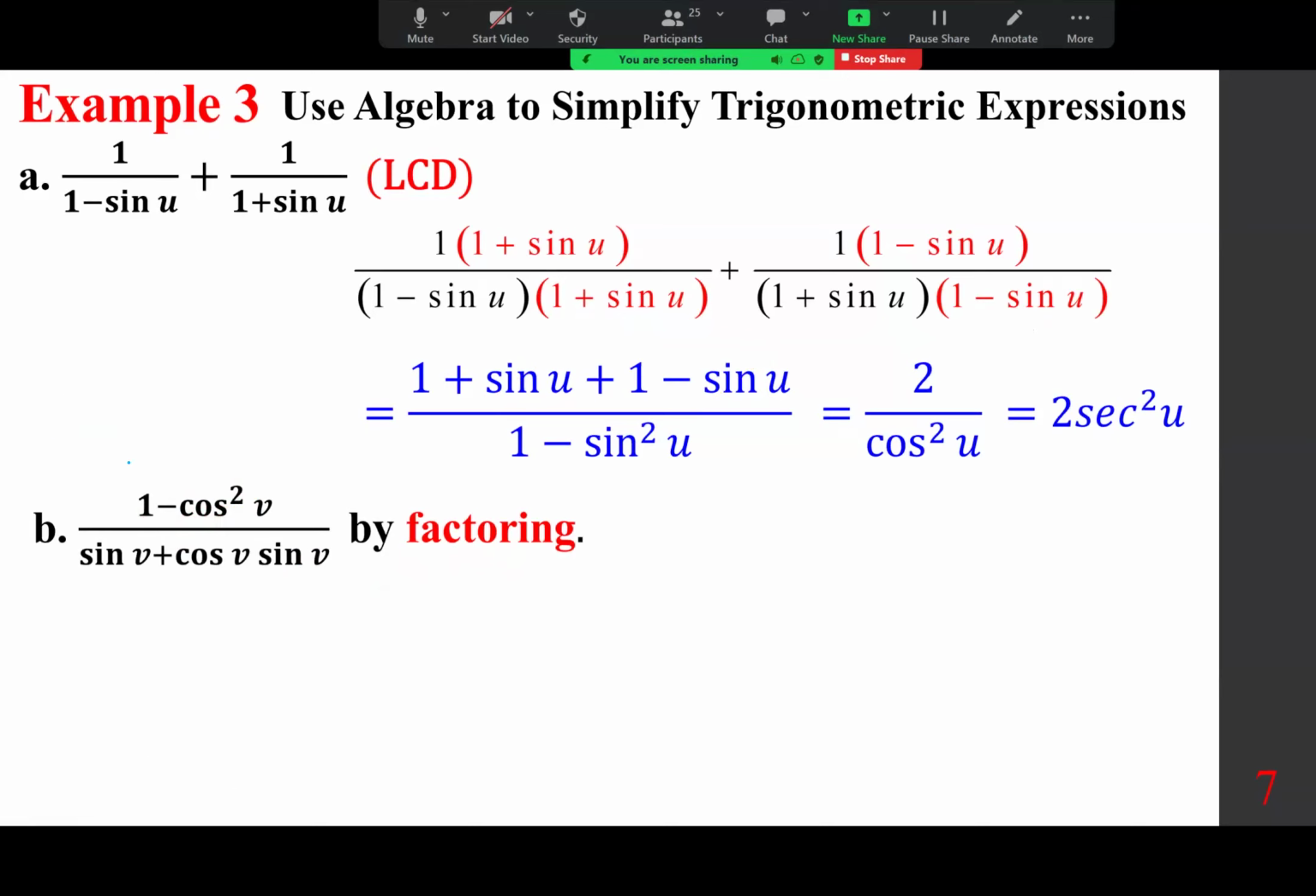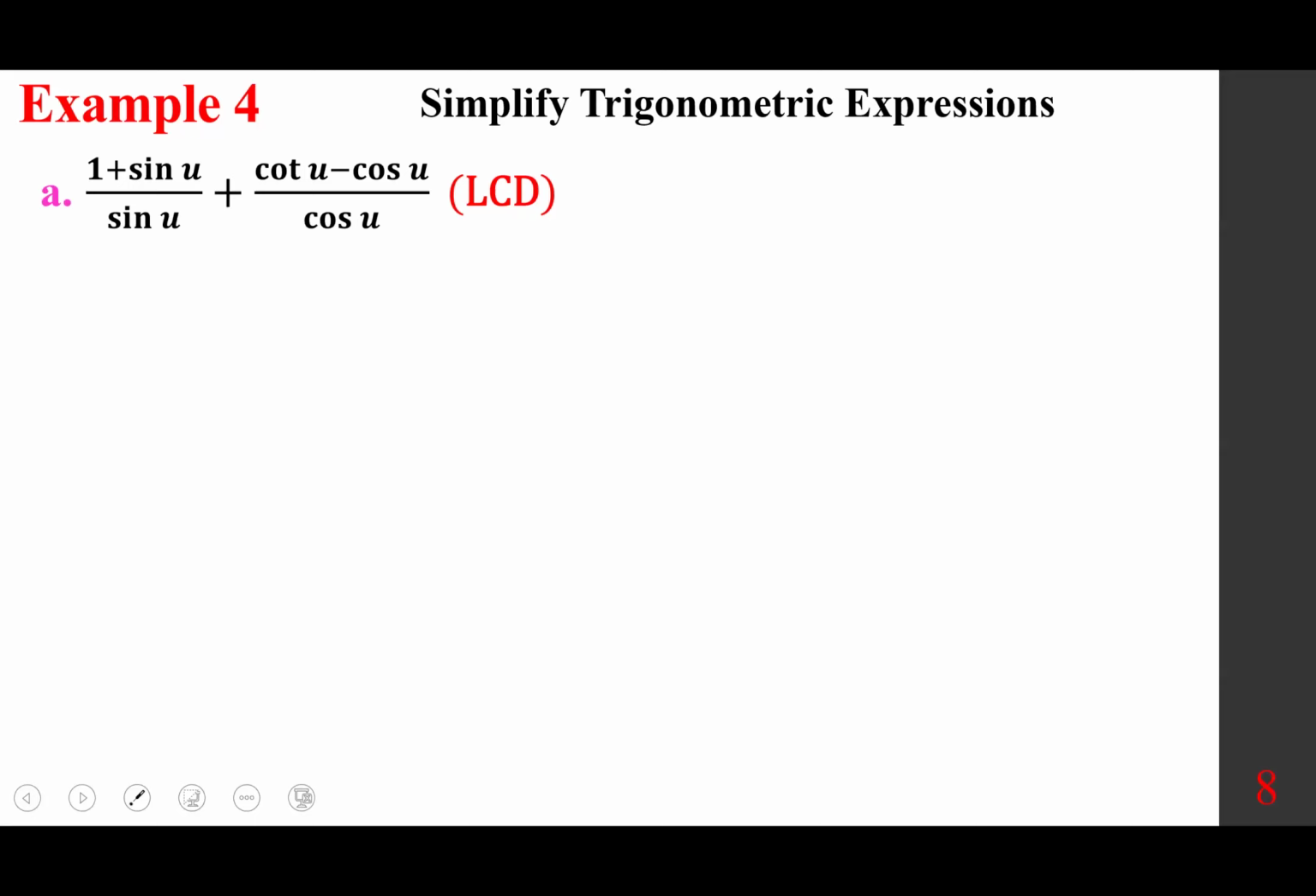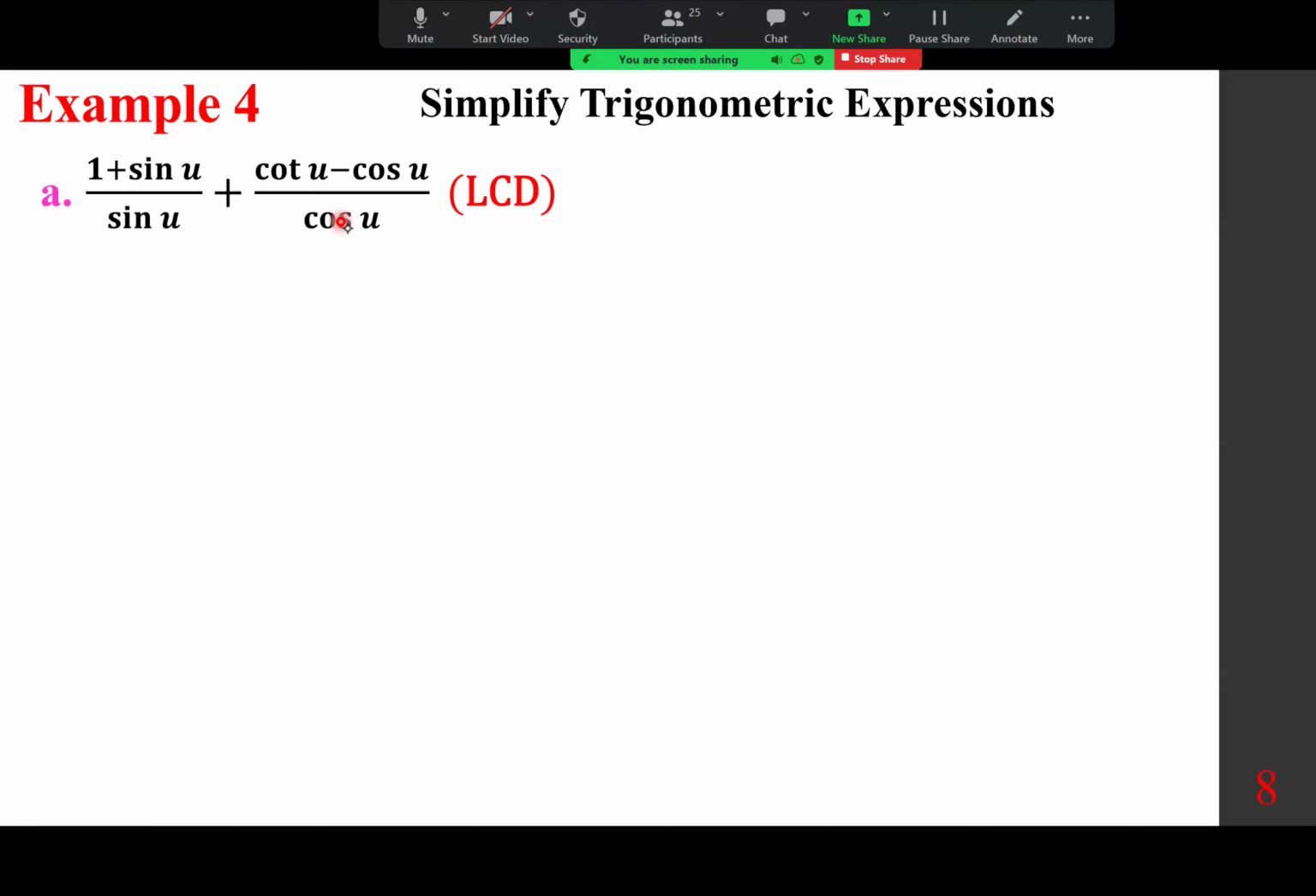We are using algebraic techniques to simplify trigonometric expressions. We're going to continue with more examples. Clearly, we have to use the LCD here, even if it's not mentioned. So, what is the LCD? Sine u times cosine u. Therefore, this one you have to raise it by a factor of cosine over cosine, and this one by a factor of sine over sine.